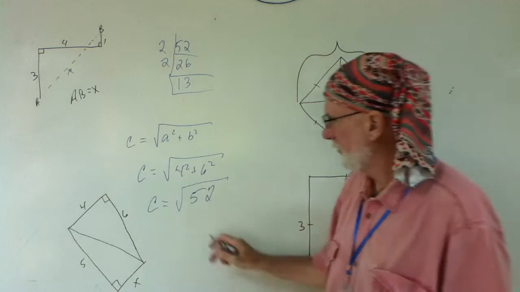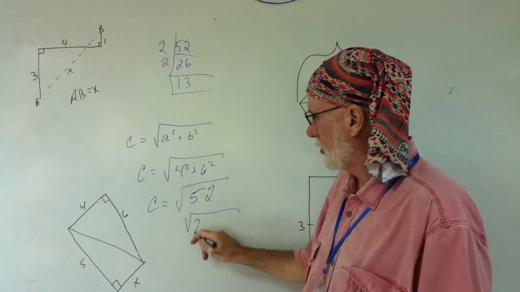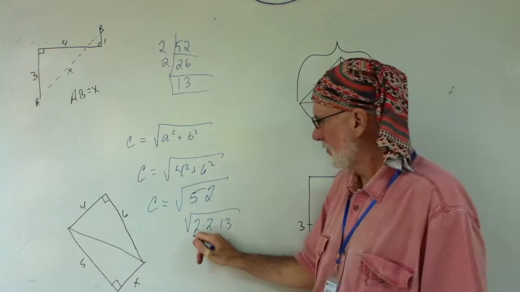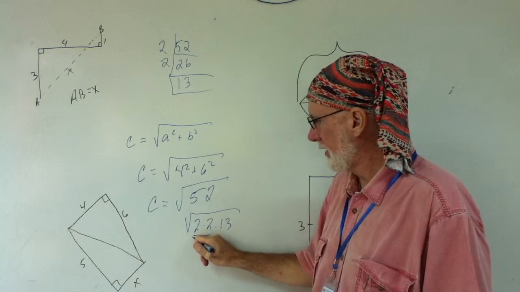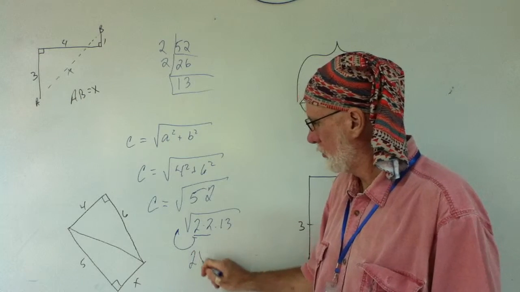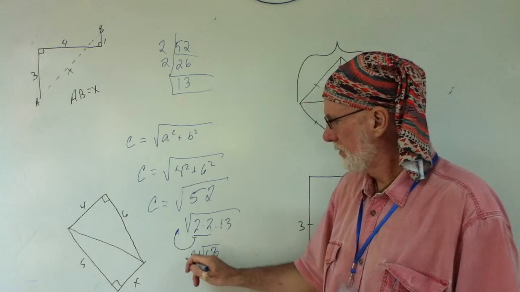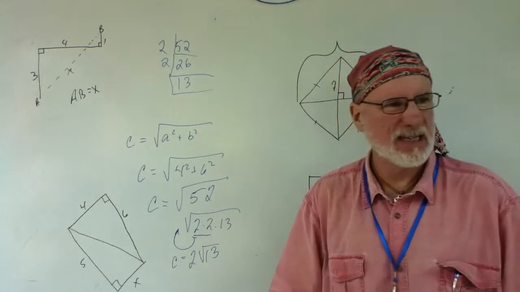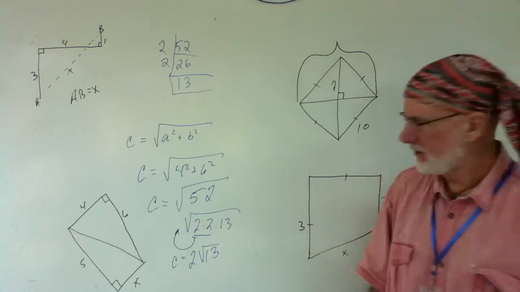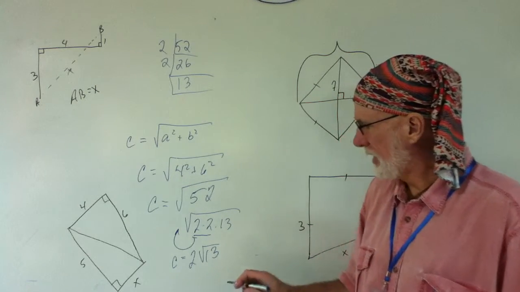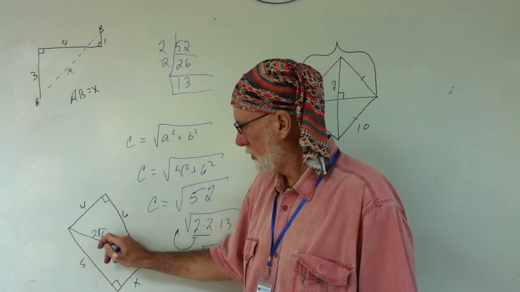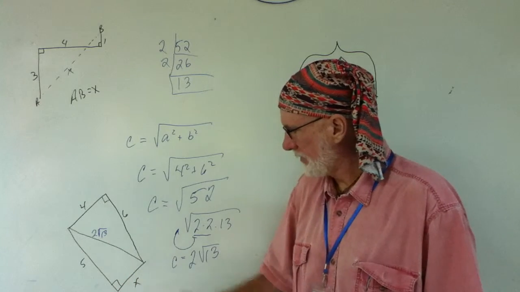Do we have a square yet? So it's going to be 2, 2, 13. Do I have a pair in there? Yes. I have a pair. I can take one of them out, right? So what do I get? 2 root 13, right? It's kind of icky, isn't it? Be prepared for the icky ones, okay? So this is going to be 2 root 13, right?